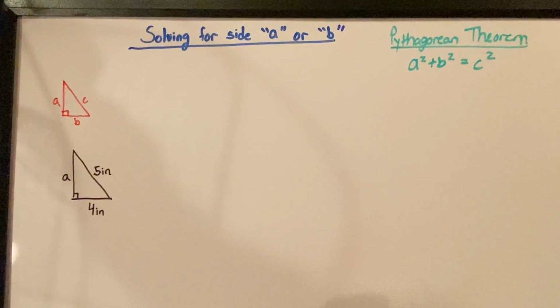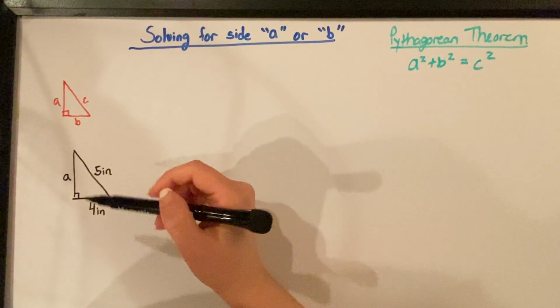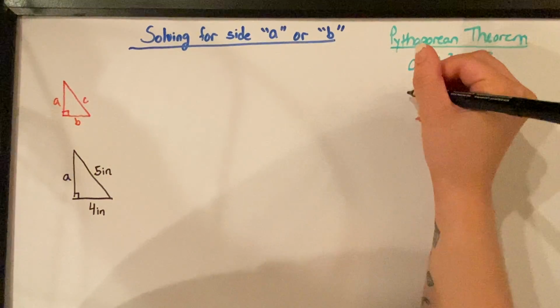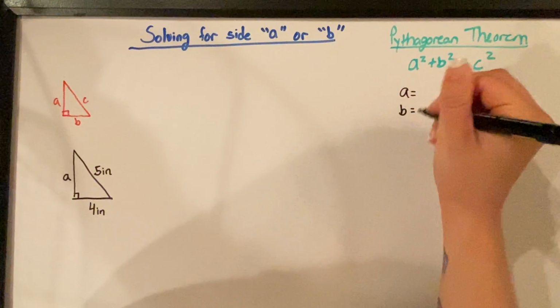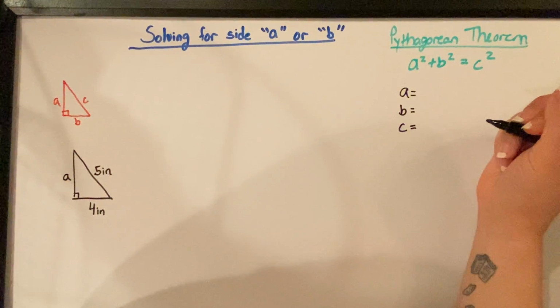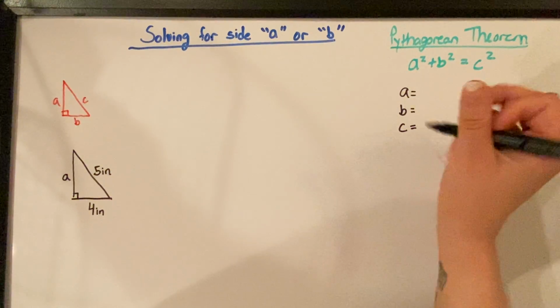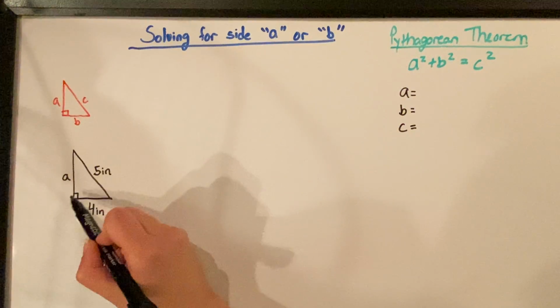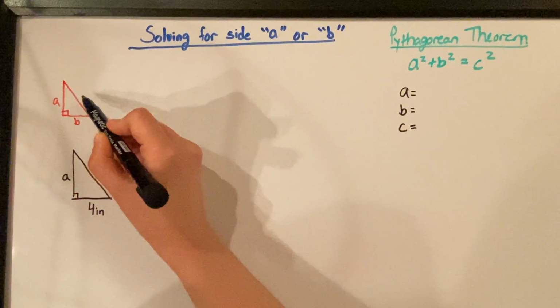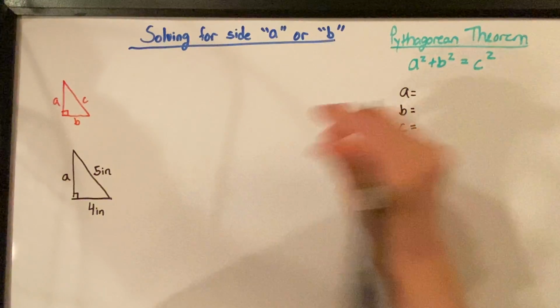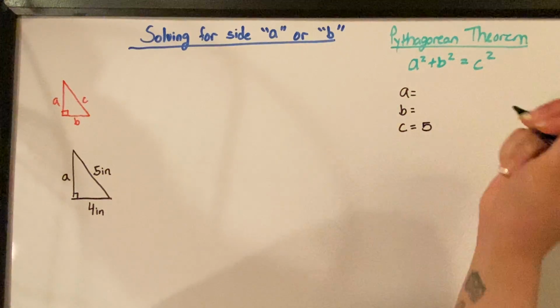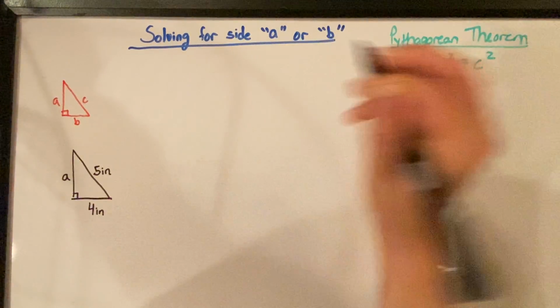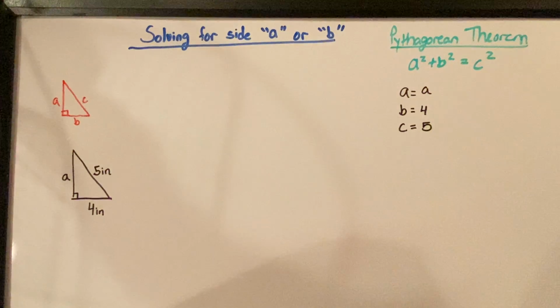So here we have our right triangle, and we need to identify A, B, and C. Remember, I always said C is the easiest variable to identify. C is the hypotenuse. C is opposite the 90-degree angle. So here's the 90-degree angle. C is right here, so C is 5. And then A is just A, and B is 4. Remember, A and B don't matter, but in this case, you can just follow my diagram.